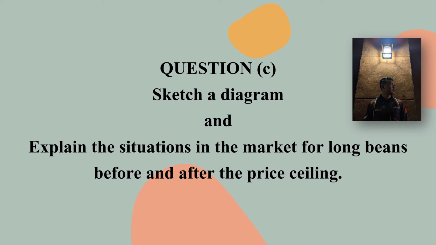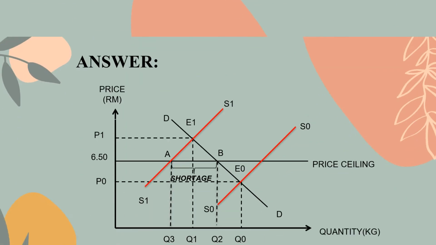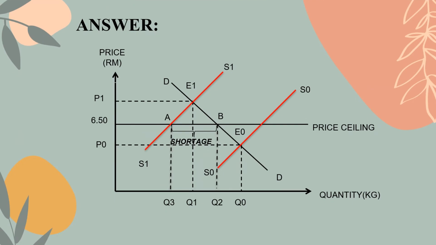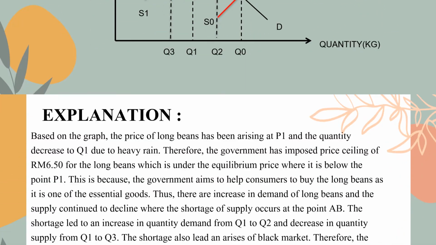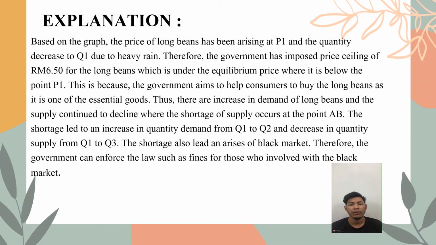Sketch a diagram and explain the situations in the market for long beans before and after the price ceiling. This is the graph for this question. Based on the graph, the price of long beans has risen to P1 and the quantity decreased to Q1 due to the heavy rain. Therefore, the government has imposed a price ceiling of RM6.50 for the long beans, which is under the equilibrium price, where it is below the point P1.